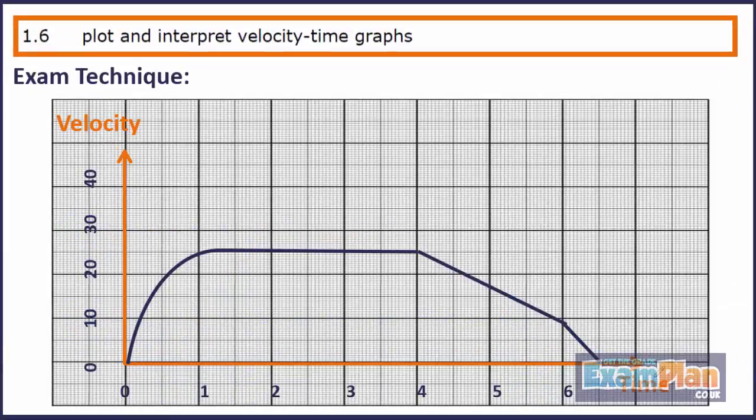Exam technique. Like with any graph that tells a story, it is best to split the graph into sections based on the independent variable, and then describe each section in turn. In this case, we need to explain how we know the motion of an object by describing the gradient, and also quote values from the graph.